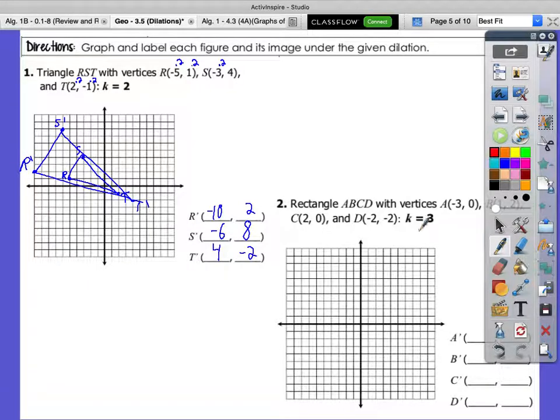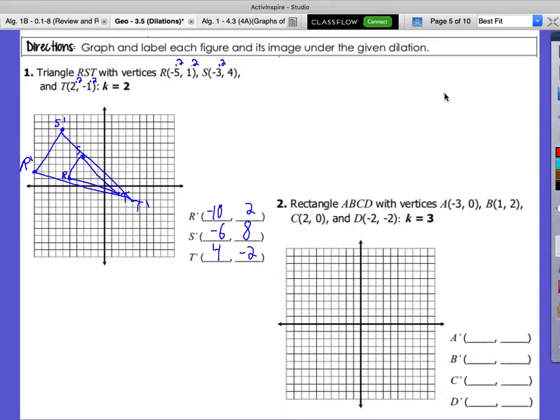Hey, questions on that first one? Number 2 by ourselves. I would love for you guys to try number 2 by yourself. When you have it, or have a question, I want you to raise your hand.